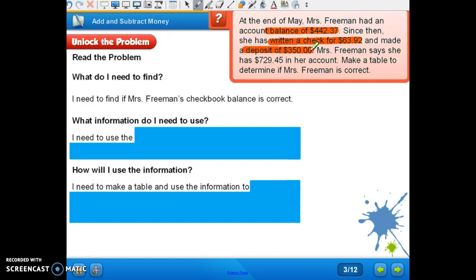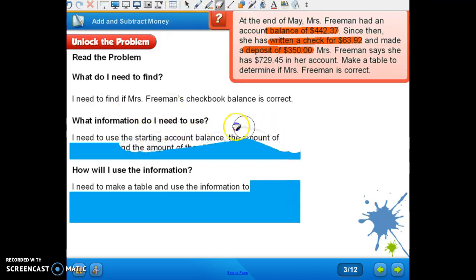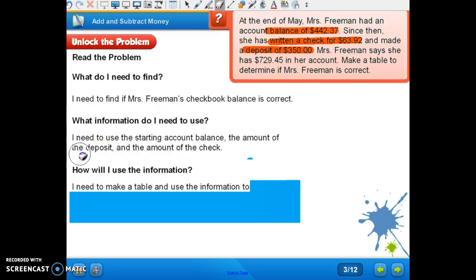Can you tell me what happens to the bank account when you write a check? Does the bank account grow or increase or decrease? Tegan? Decreases when you write a check. What happens when you deposit? It increases. Very good. Those are two things you need to know. So I need to use what they're calling the starting account balance, which is the $442. You don't have to write that part. And the amount of deposit and the amount of checks.